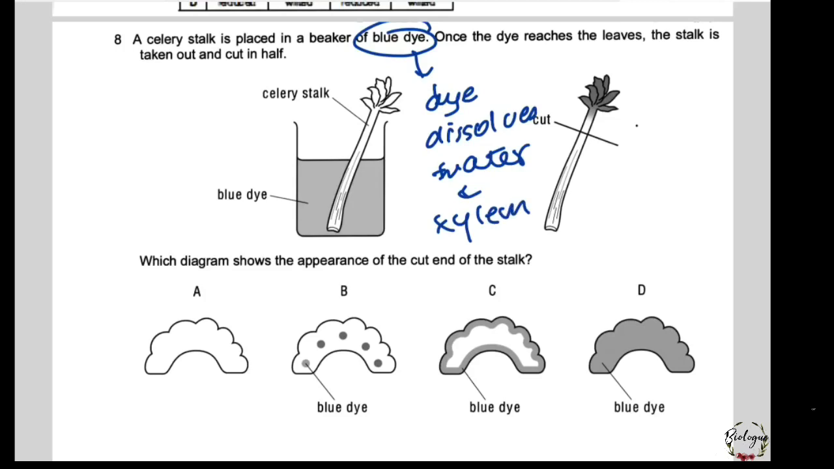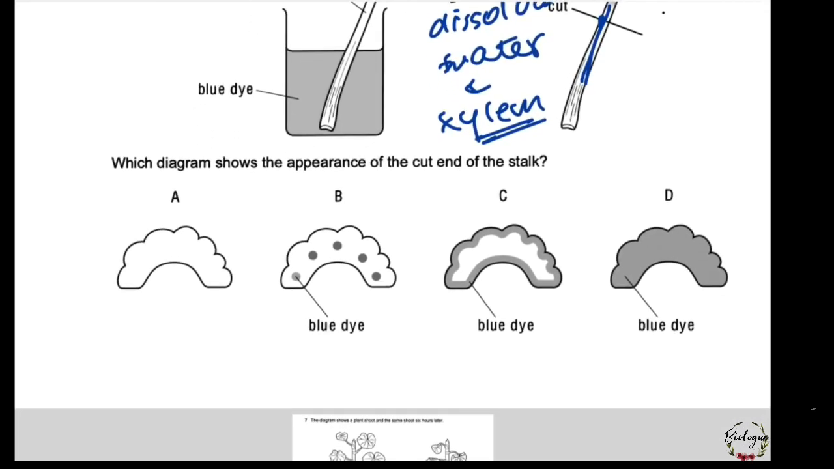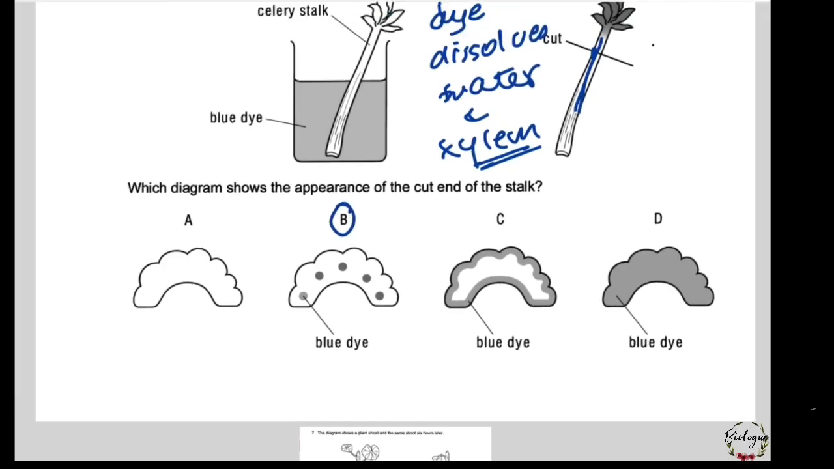Now remember, in the cross section of a stem, or in the cross section of a leaf, the xylem is always placed inside. So you will see the stain in the inside portion of the cross section. Where is the inside portion? Obviously it is B. So the answer for this question will be B.